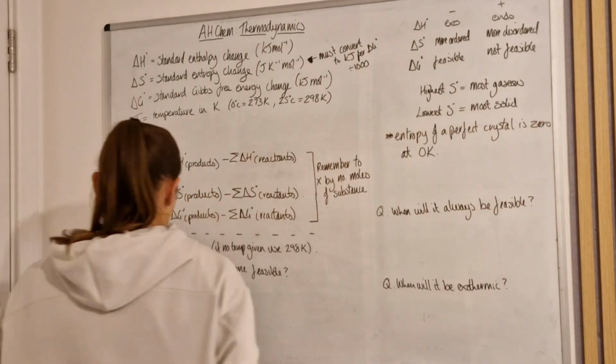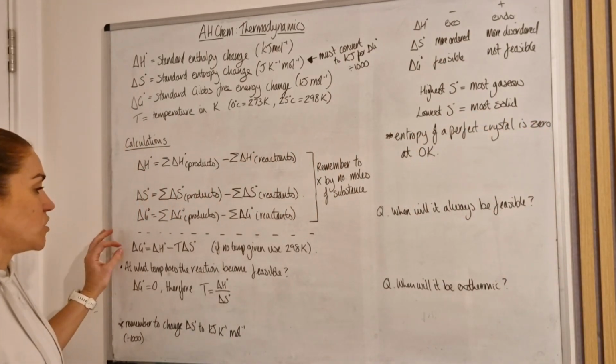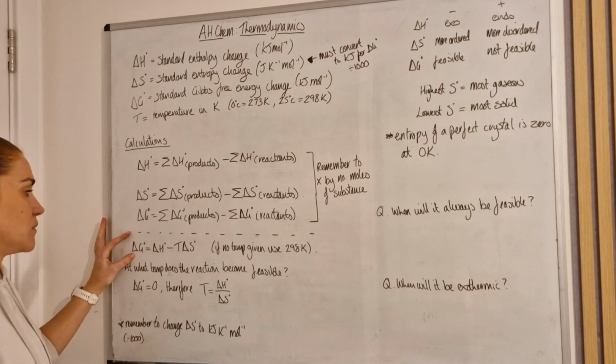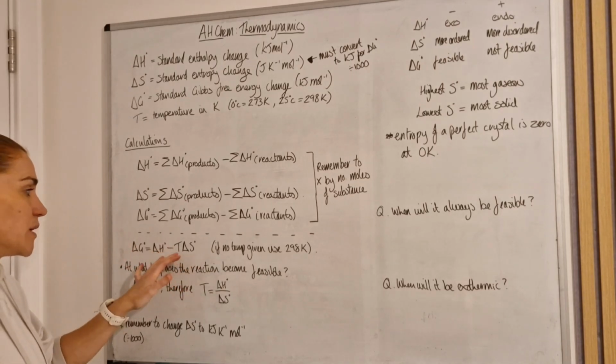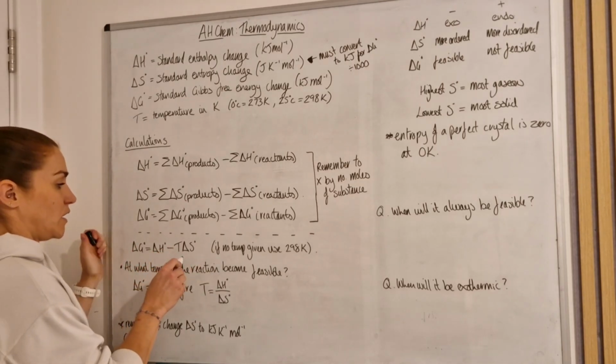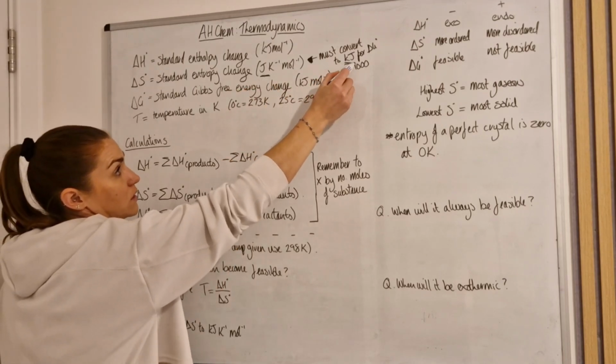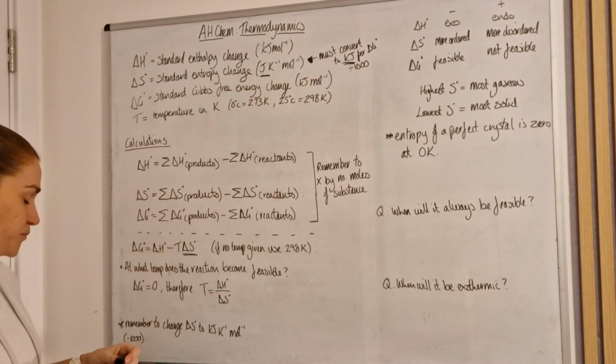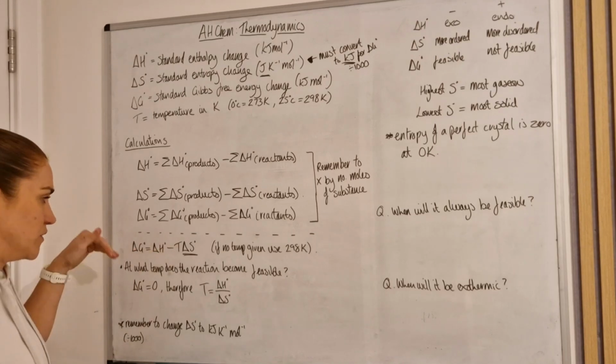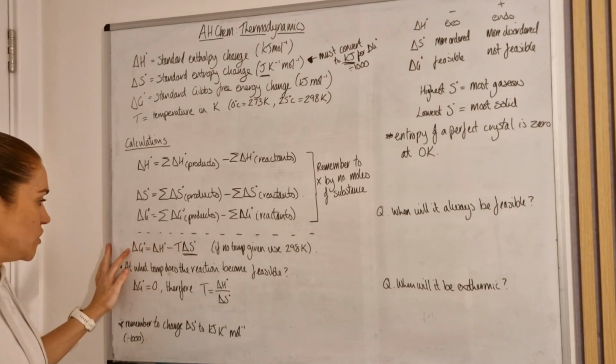In terms of this calculation, you'll be asked to use it to calculate Gibbs free energy, so in that case you just plug in your numbers, but again make sure that your entropy change is converted into kilojoules when you do that, and then you plug in the numbers and just solve it for delta G.